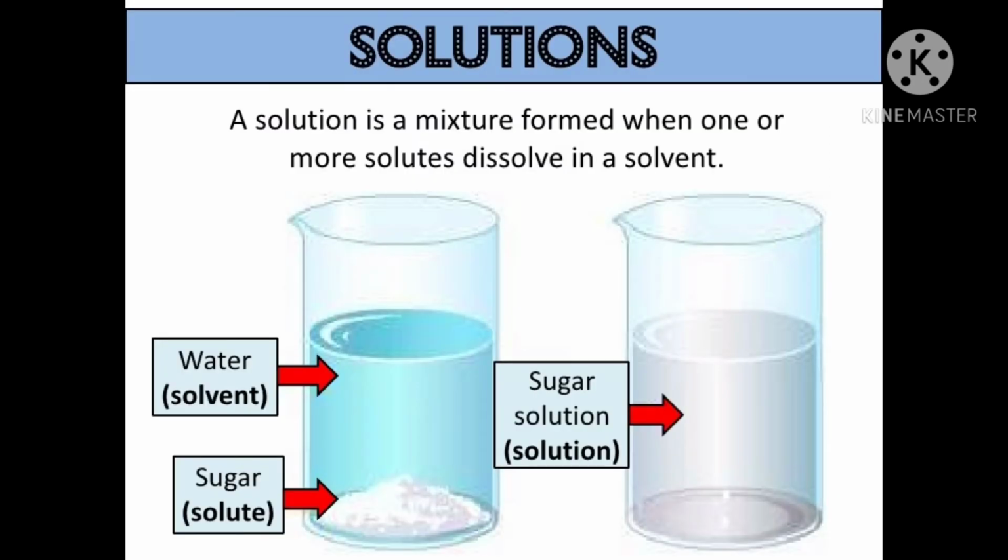Children, in this slide you can see sugar is dissolved in water. So sugar is known as solute and it is dissolved in water, so water is known as solvent. Children, you cannot see sugar in solution, so sugar is considered as dissolved impurities.